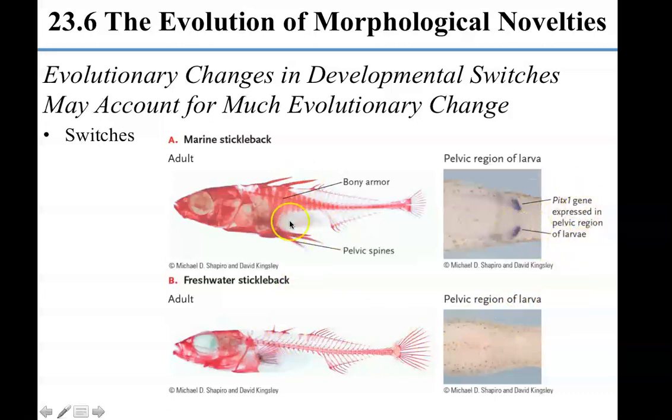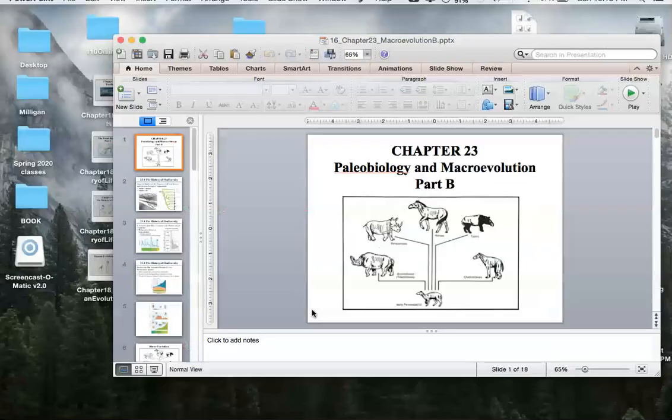There's a gene that controls the development of these spines, and you can see that it's being expressed in the larvae of the marine stickleback, but it doesn't get expressed in these. So basically, losing their spines simply meant turning that gene off. So you could get a pretty rapid phenotypic change just due to flicking off one of the genetic switches. There's lots of other examples of that, but for the sake of time, I won't get into that now. Okay, so that wraps up part B.